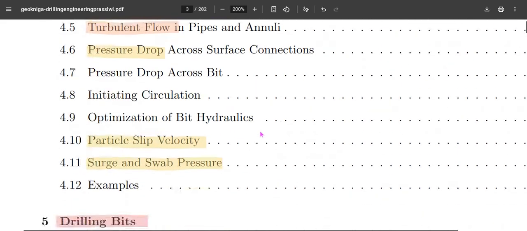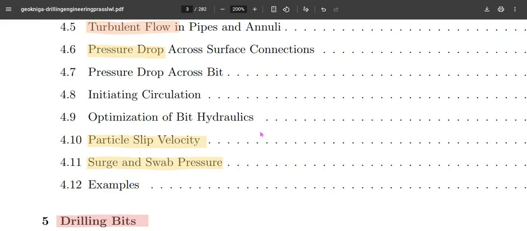It also gives some overall idea of how to compute particle slip velocities and what kind of mud density and mud rheological properties to be considered for cutting transport. And it also gives some definitions about what is surge and swab pressures. We will go through them in a later part of this lecture series.